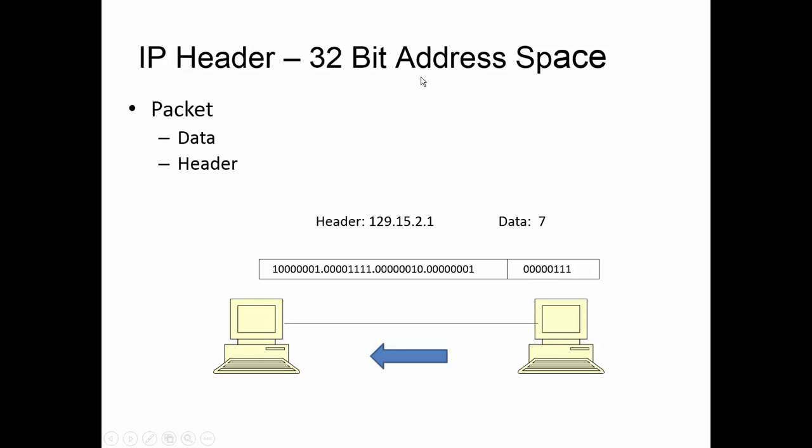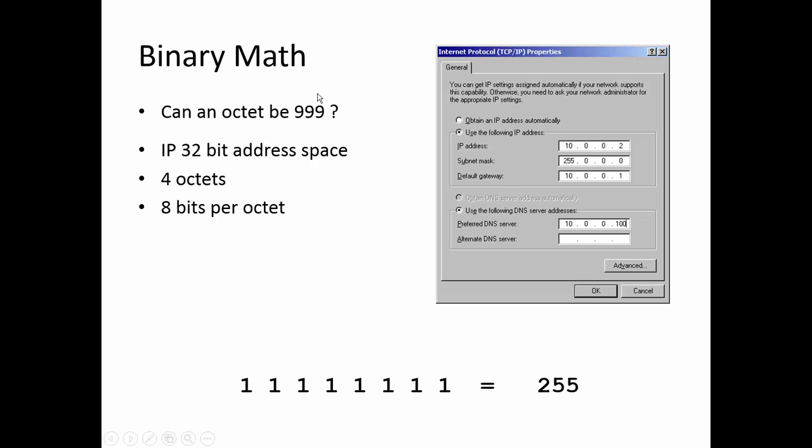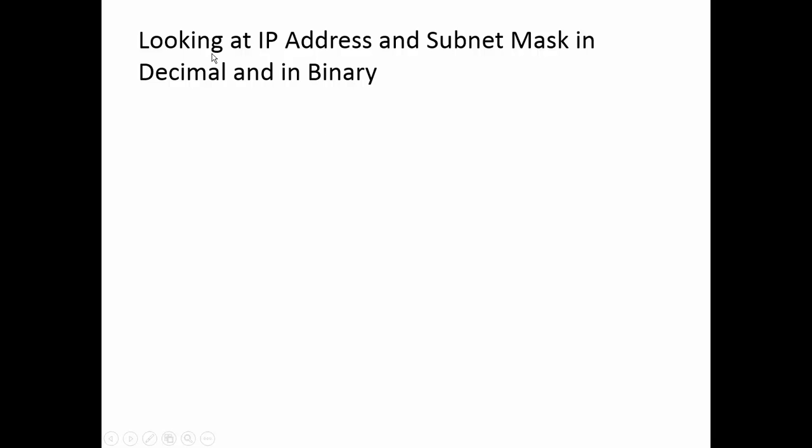That IP header has a 32-bit address space, meaning 32 bits are used to represent the IP address of the destination computer. Can an octet be 999? Well, IP has a 32-bit address space divided into 4 octets, and they're 8 bits per octet. And if all 8 bits are set to 1, then the total value is 255. So, an octet cannot be 999.